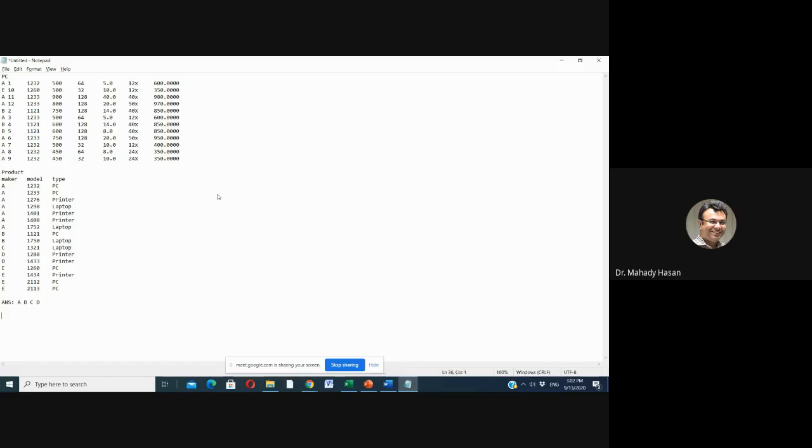Can I only write that SQL? So select maker from product where type... স্যার আমরা নট ইন বা ইন, স্যার ইন হচ্ছে আমরা ইউজ করতে পারি না, প্রিন্টার আর হচ্ছে ল্যাপটপ। type is not equivalent to PC.